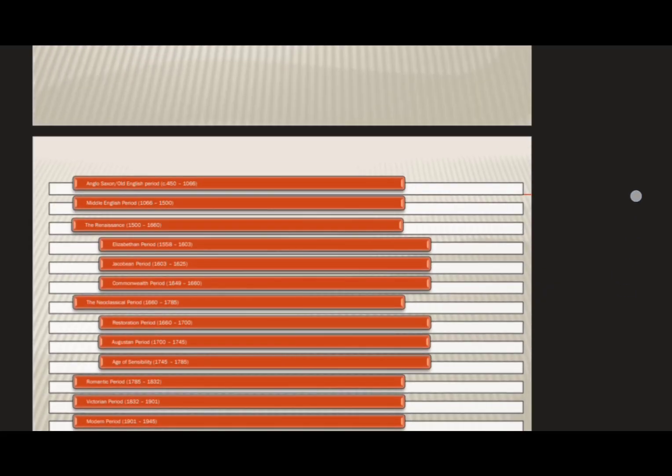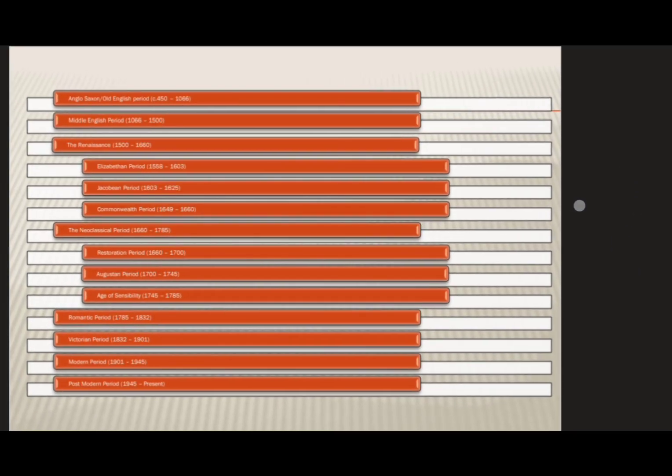So before moving ahead, let's have a brief look into the periods of English literature. The first period we know is Old English period or the Anglo-Saxon. Next is our Middle English period. Then comes Renaissance, under which we have Elizabethan period, Jacobean period, and Commonwealth period. Then comes the Neoclassical period, under which we have Restoration period, Augustan period, and the Age of Sensibility. Next is Romantic period, Victorian period, Modern, and lastly the Postmodern period.